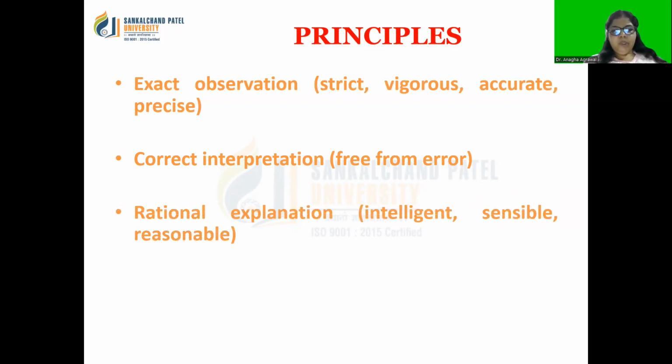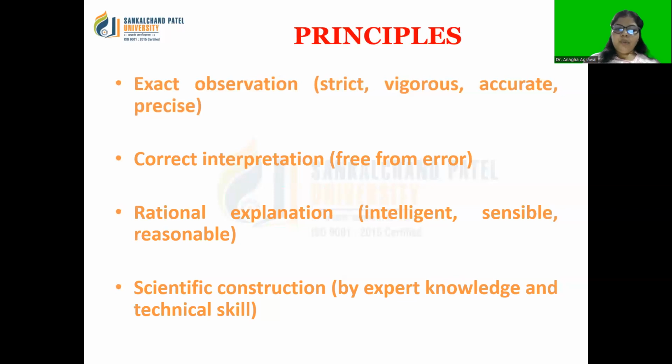Then rational explanation, an intelligent, sensible, and reasonable explanation of that particular phenomenon. Once you know what the disease is and what the risk factor is, you should have a rational explanation for saying that this particular risk factor is present in that population and ultimately is causing that particular disease. To say this, you should have strong scientific backing. You should have scientific construction by expert knowledge and technical skills so that ultimately you can back up your hypothesis, whatever you want to say about that population or disease, and that should be technically sound.